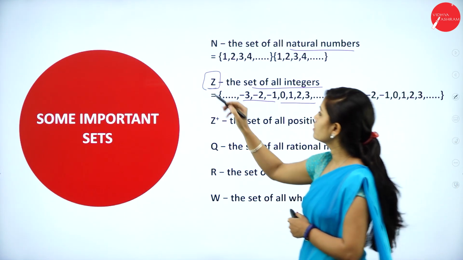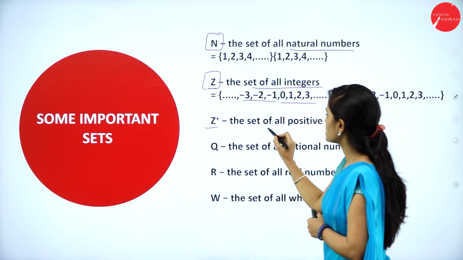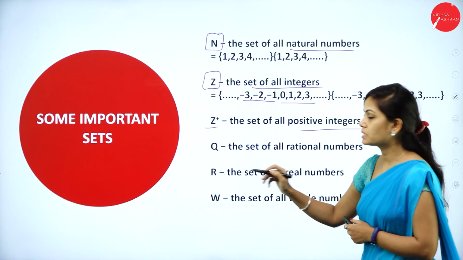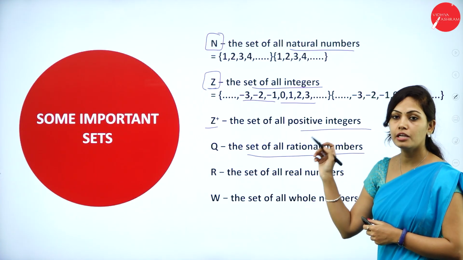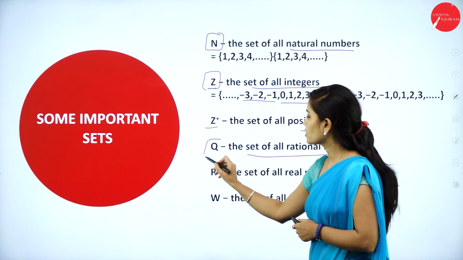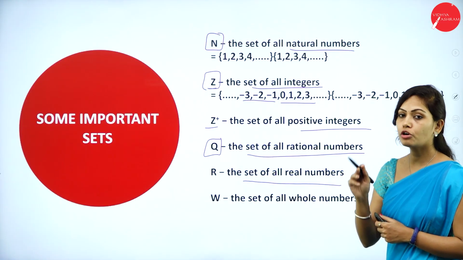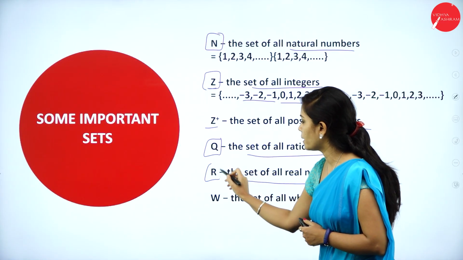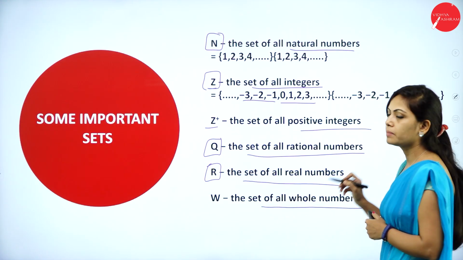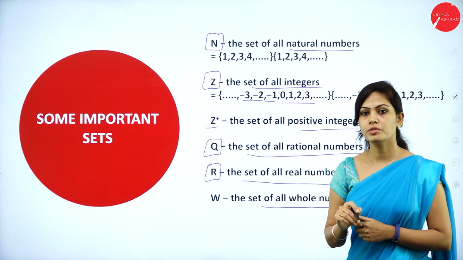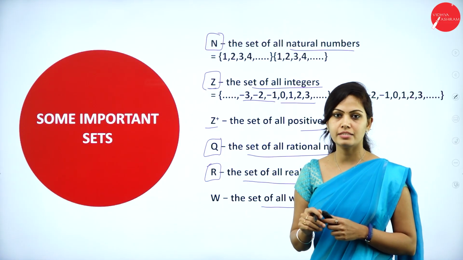Natural numbers are represented by N, and the set of all positive integers is represented by Z plus. The set of all rational numbers is represented by Q, the set of all real numbers is represented by capital R, and the set of all whole numbers is represented by W. So these are the common, very important sets we use in set theory.